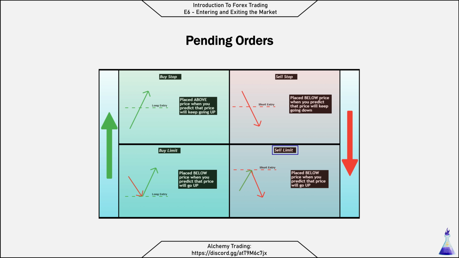Finally, we have the sell limit. A sell limit is the opposite of a buy limit. A sell limit is used to sell the market automatically when price hits a certain point above the current price. This could be useful to automatically sell into a high confluence reversal zone. In our trading, we will use buy limits and sell limits.